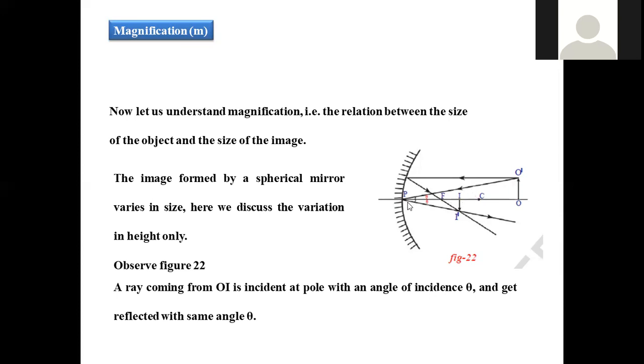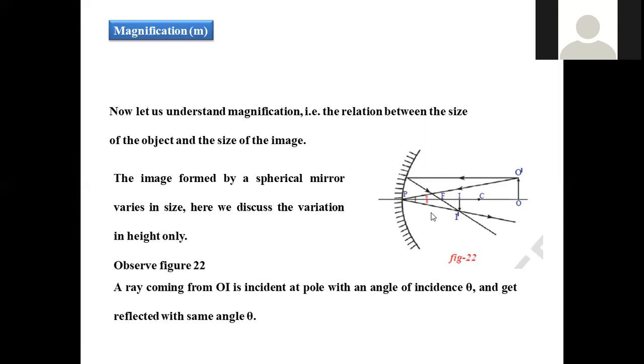It is coming at a certain angle and striking the curved surface of a concave mirror at the point called P. P is the pole point. The angle of the incident light is denoted by theta, and after striking the surface it bounces back and is reflected at the same angle theta. This is in accordance with the first law of reflection.